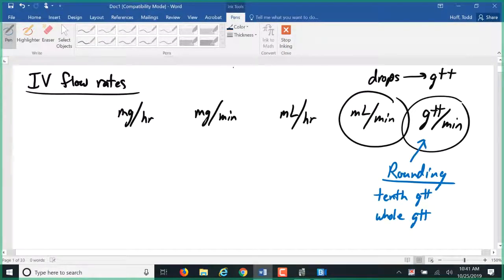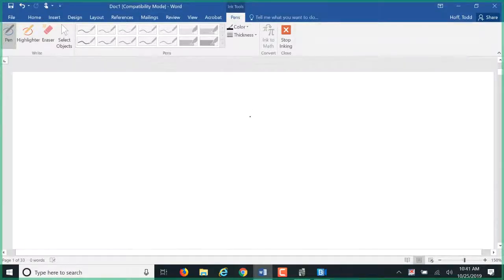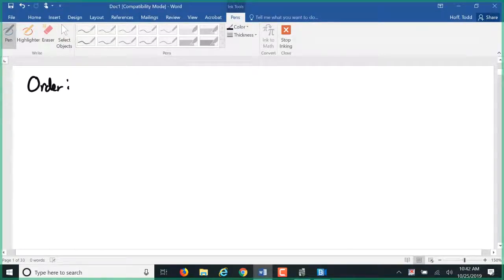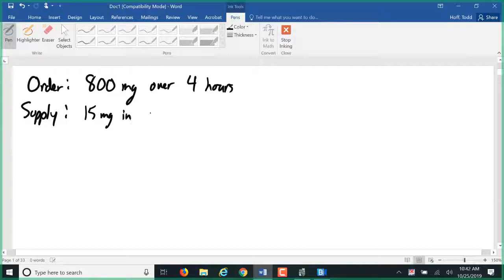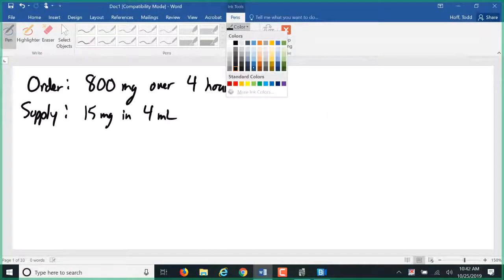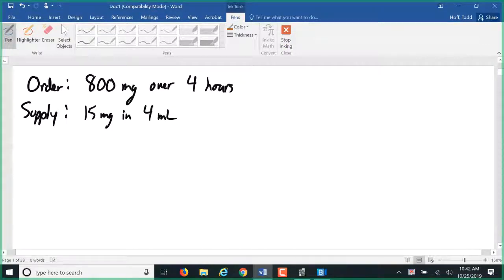So let's take a look. Let's do a quick review of some of those calculations. Let's say we have an order to administer 800 milligrams of medication over 4 hours. Our supply, or the label on the bottle, however you want to look at it, is 15 milligrams in 4 milliliters. So I'm actually going to go right down through the cycle here. I'm going to find milligrams per hour, milliliters per hour, and milliliters per minute.